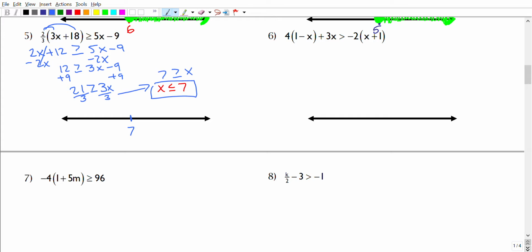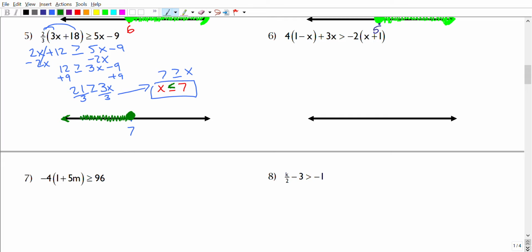I'm going to put down my 7. It is going to have to be a closed circle because I do have an equal to sign. And look at that. My little symbol here looks like an arrow pointing to the left. Kind of like this is pointing to the left. So I'm definitely going to shade to the left.